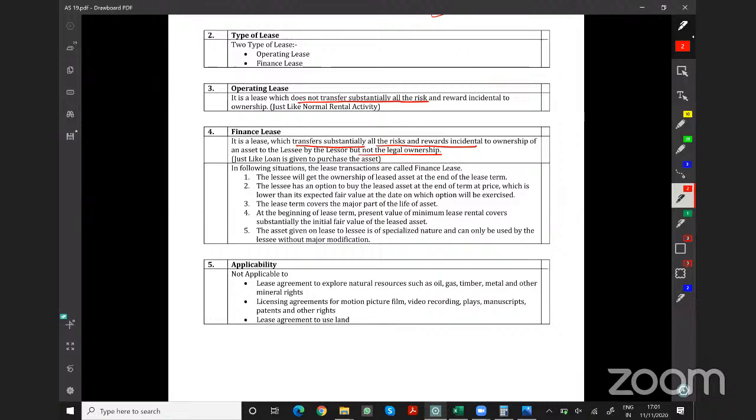So even though legally I am the owner, on papers I am the owner, but if you remove the legal part, my brother is the actual owner of the asset. So that is termed as a financial lease. If I am the legal owner and I am the actual owner, it is termed as an operating lease. If I am the legal owner, but the actual owner is my brother, then it will be termed as a financial lease.